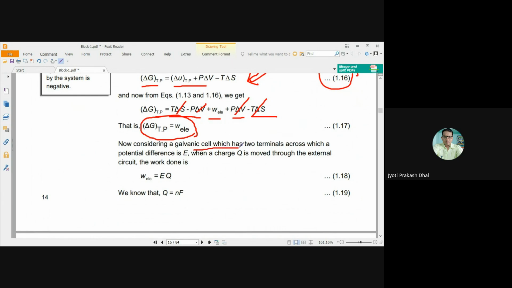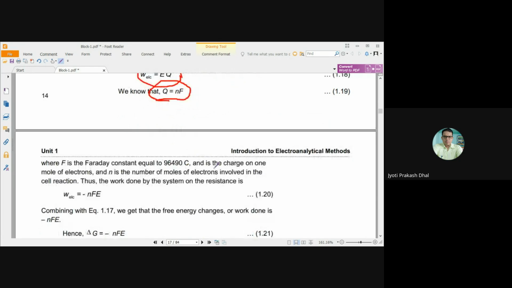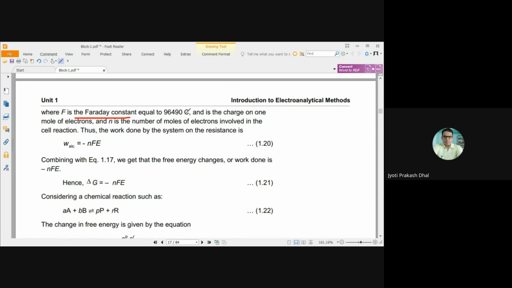Now, considering the galvanic cell which has two terminals with a potential difference E, when a charge Q is moved through the external circuit, the work done can be written as W equals EQ, that is the potential difference times the charge. And we know that Q equals the number of electrons transferred in the chemical reaction times F, so Q equals nF, where F is the Faraday constant, equal to 96,500 coulomb, the charge on 1 mole of electrons, and n is the number of moles of electrons involved in the cell reaction.